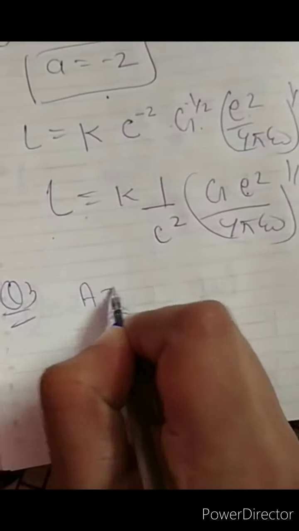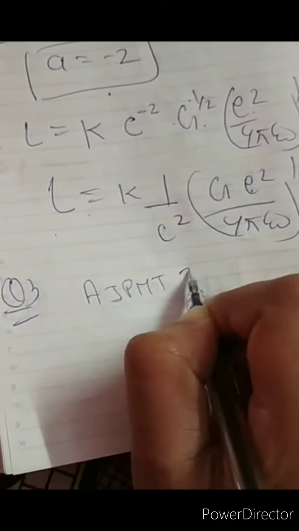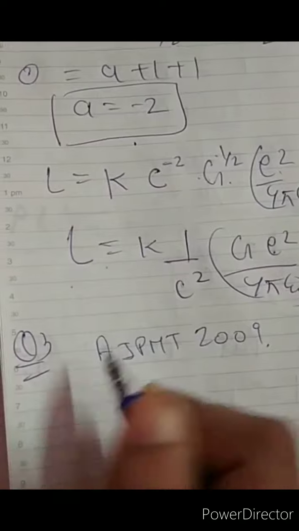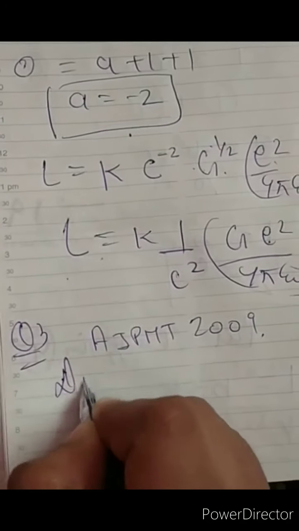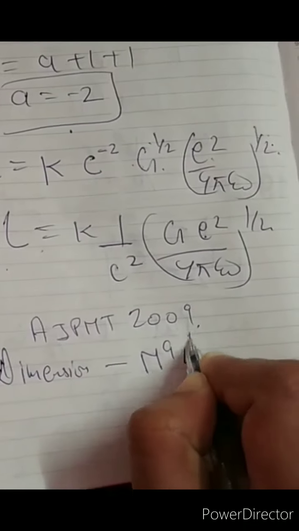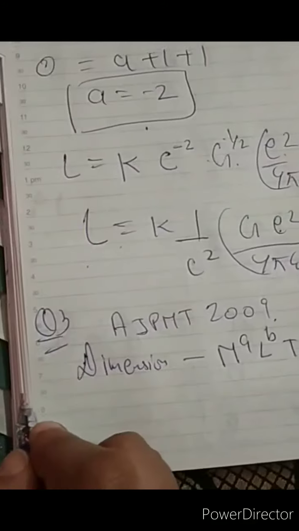Question number 3. This question was asked in AIPMT 2009. And the question was very simple. It said, suppose we have some physical quantity which has a dimension in the form of M to the power a, L to the power b, and T to the power c. Then they have asked the following options. Which options are correct? You have to tick.